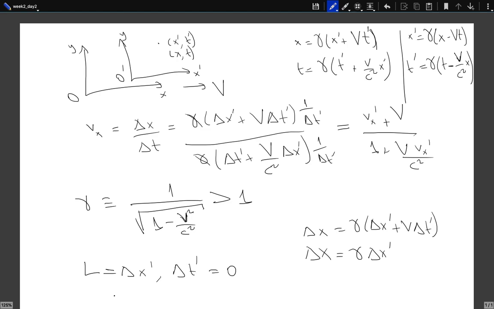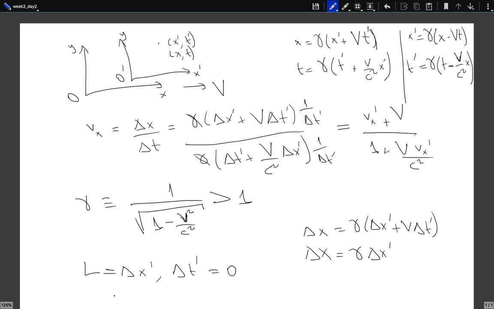Isn't the x prime the particle's distance? No, you see, when I say delta x or delta x prime, that is the separation in the x coordinate of two events. In this particular case, one event happens at the beginning of the object, and the other event happens at the end of the object.